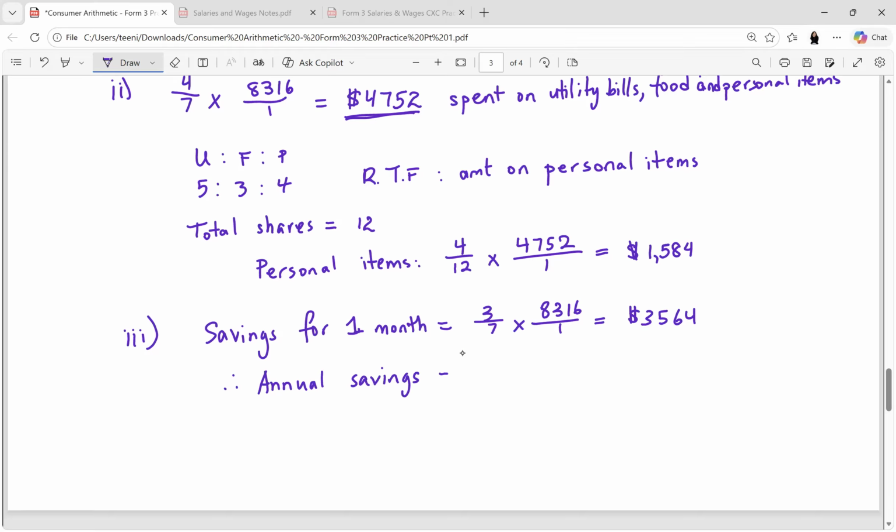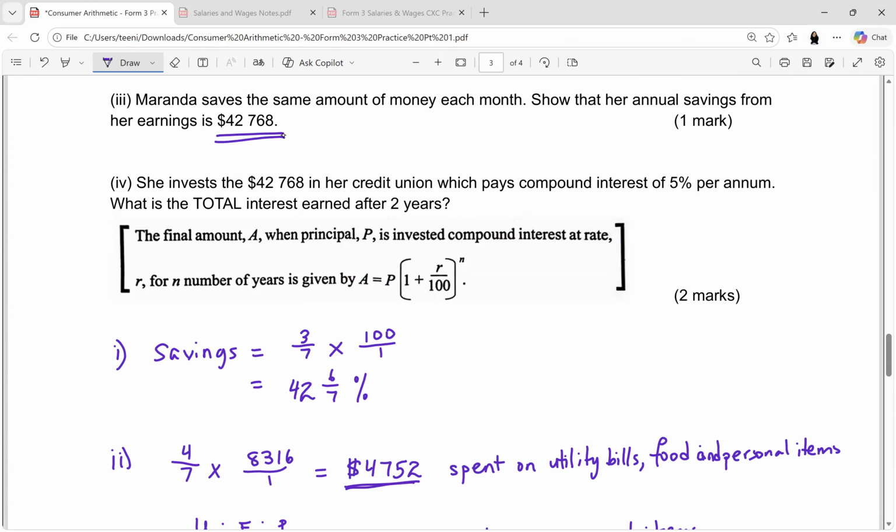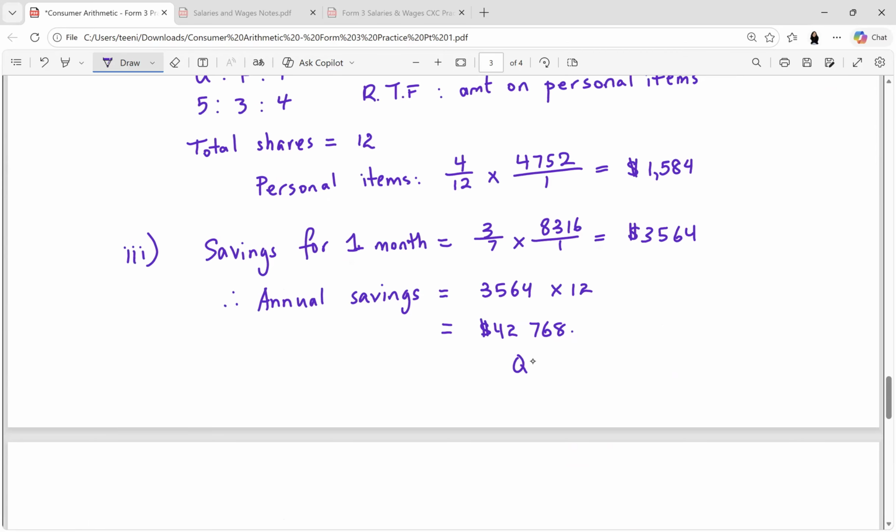And so the annual savings will be equal to, as Zara just told us, you have to multiply that number by 12 because you have 12 months in a year. So 3,564 times 12 is equal to $42,768. And that is what we had to show, right? We had to show that. So we write QED since we have shown this.